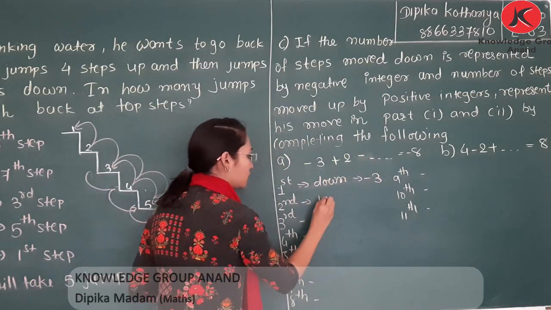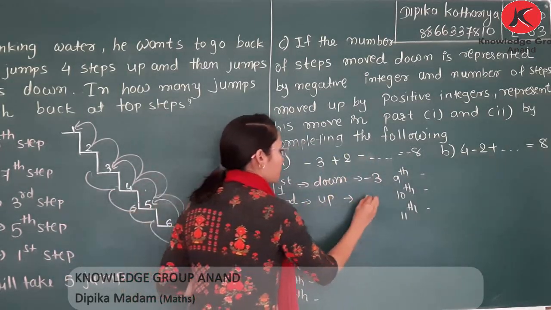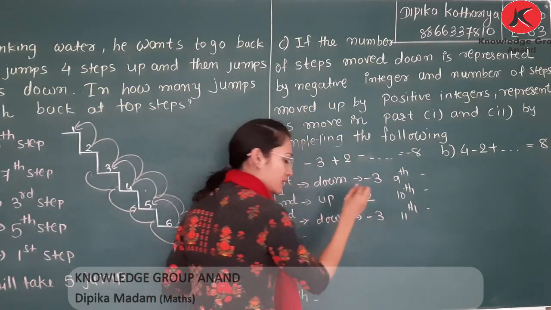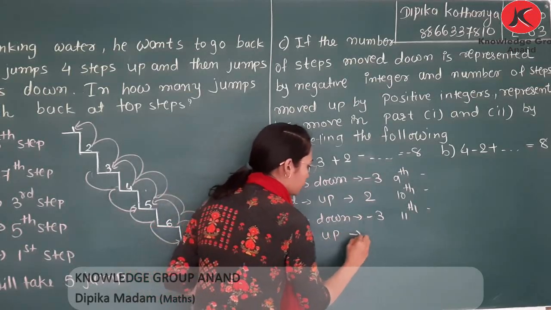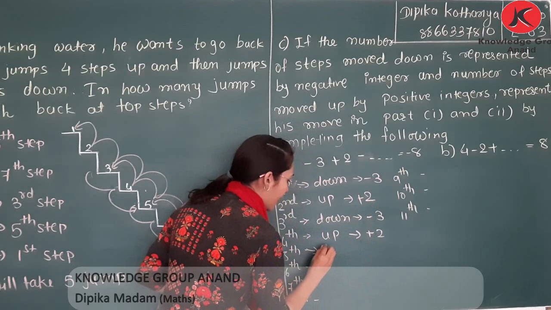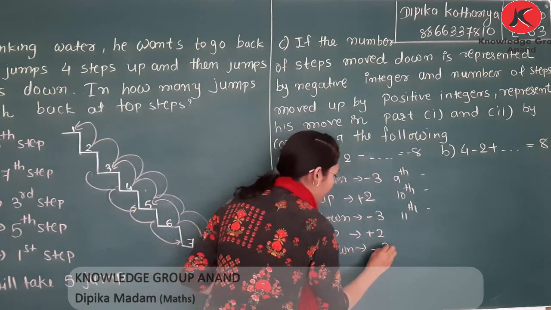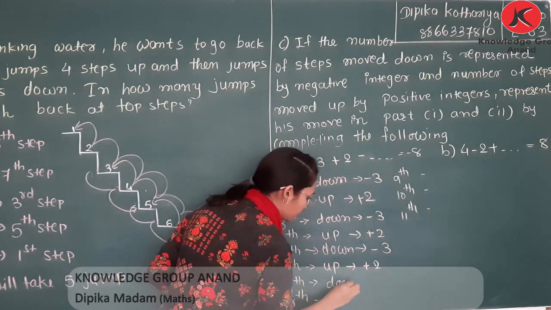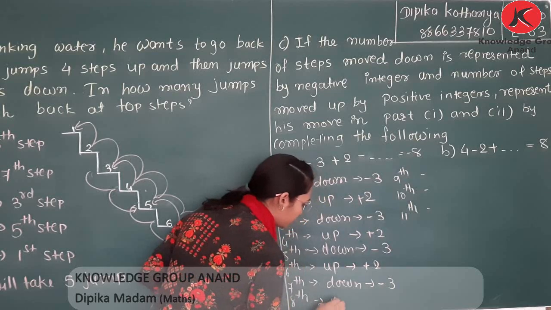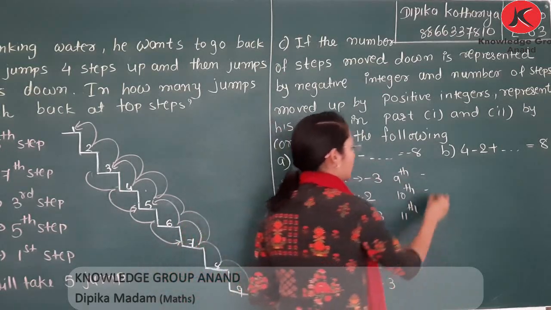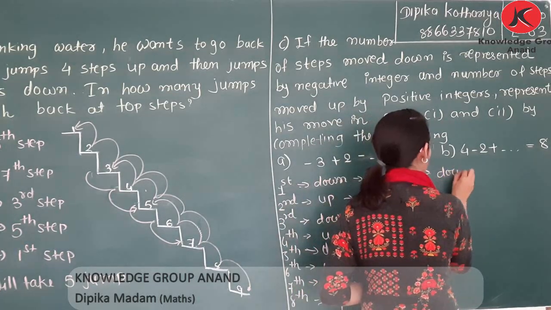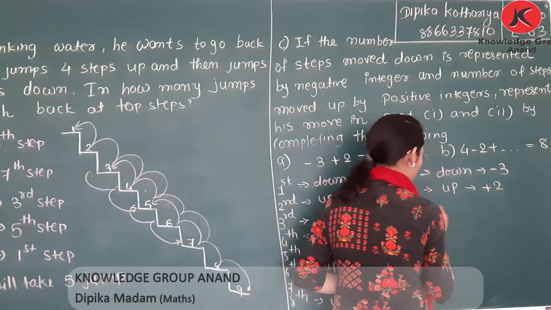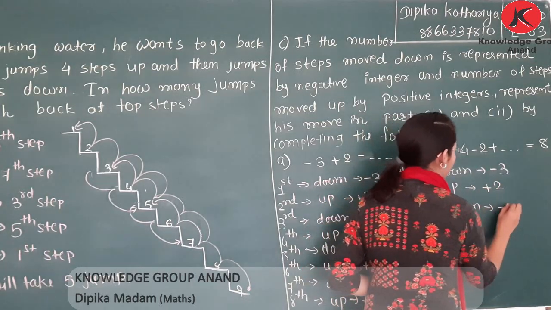Now after down we took up jump, that is +2. Again down, that is -3. Now up, that is +2. Down -3, then up +2. Again down -3, up +2. Ninth step, that is down. Down is -3. After down, up, it is +2. 11th jump, down, that is -3.